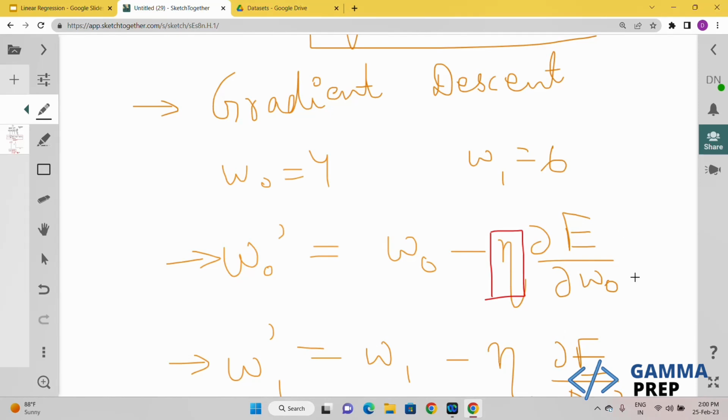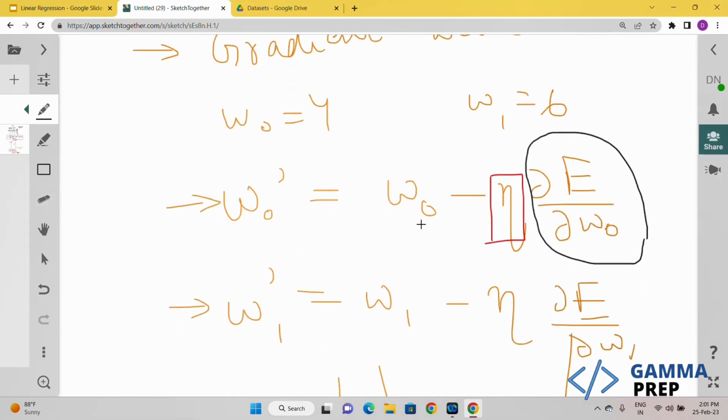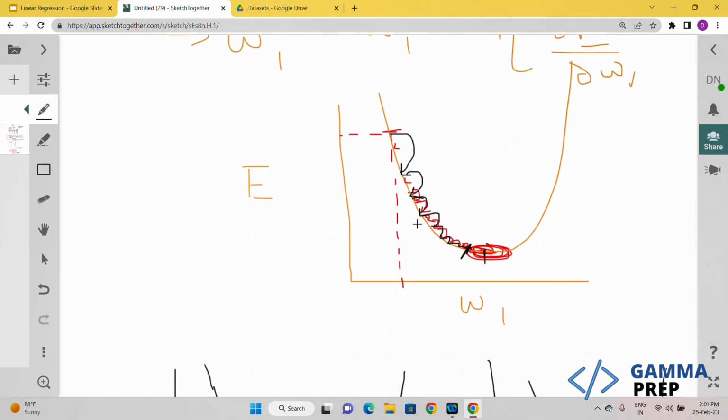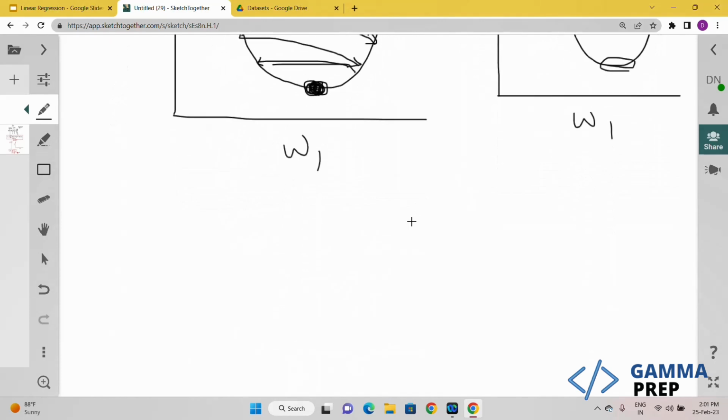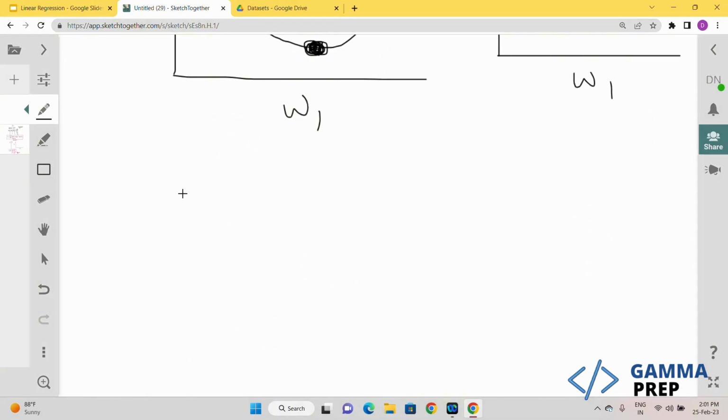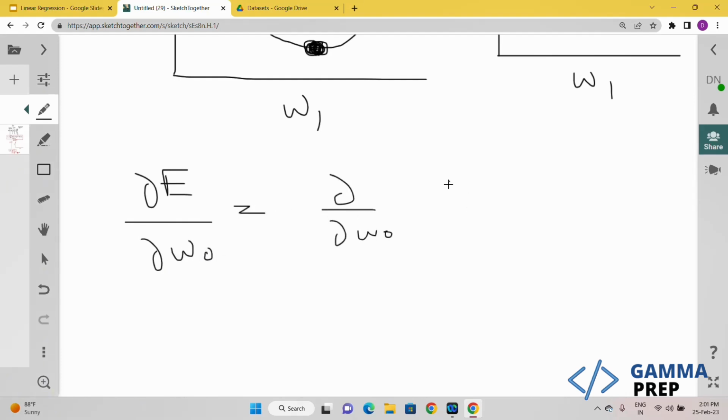So in gradient descent, what do we do? We figure out the dou E by dou W0, right? Let's actually figure out dou E by dou W0 once to get a better idea. So basically it will be dou by dou W0 of 1 by n summation of (y minus (W0 plus W1x)) whole square, right?